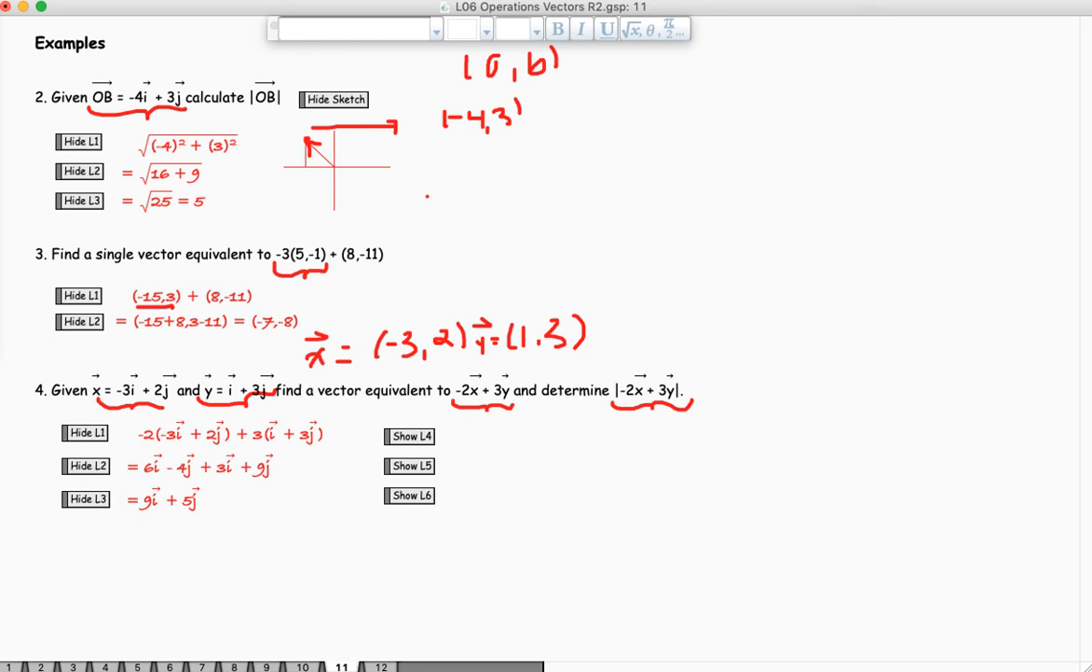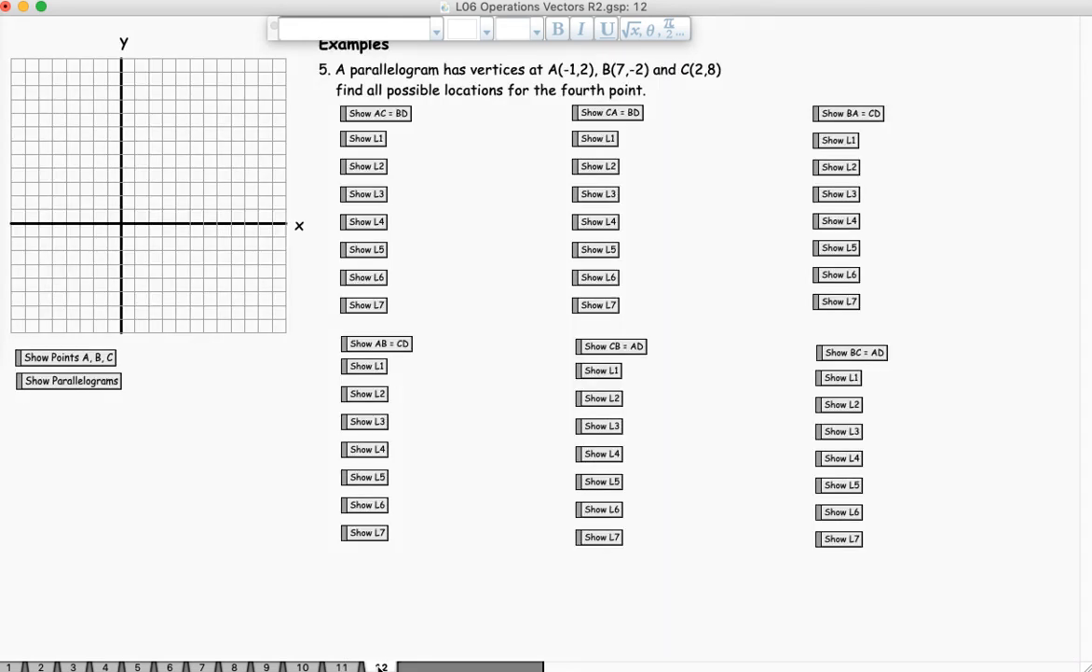Now that we have it in unit vector form, the x component is 9 and the y component is 5. So to find the magnitude of this vector, I'm going to have to do the square root of 9 squared plus 5 squared. That's going to be the square root of 81 plus 25, and that gives me the square root of 106.